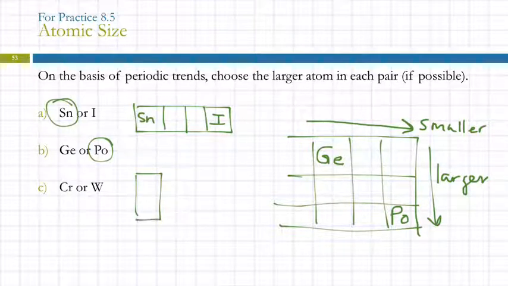W is tungsten. That makes sense, right? Because its original name was wolfram. Wolfram. You've heard of Wolfram Alpha? It's a website that'll solve your math problems for you. I shouldn't have told you that.